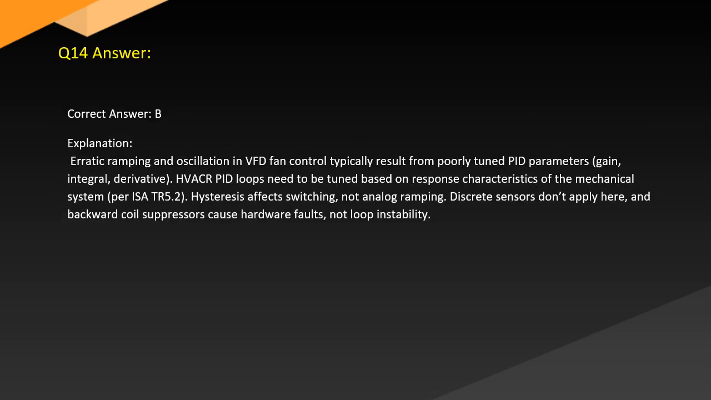Correct answer: B. Explanation: Erratic ramping and oscillation in VFD fan control typically result from poorly tuned PID parameters: gain, integral, derivative. HVACR PID loops need to be tuned based on response characteristics of the mechanical system per ISA TR.2. Hysteresis affects switching, not analog ramping. Discrete sensors don't apply here, and backward coil suppressors cause hardware faults, not loop instability.